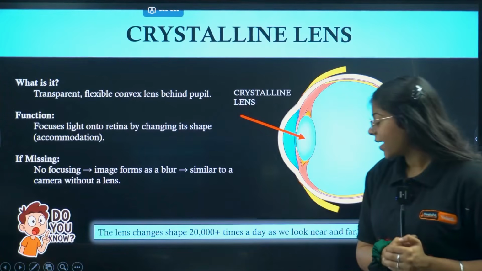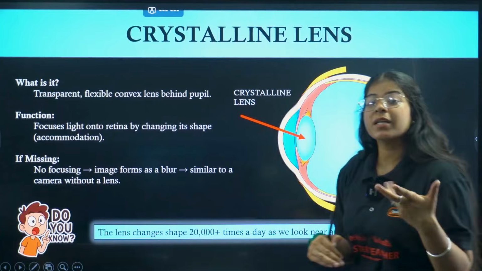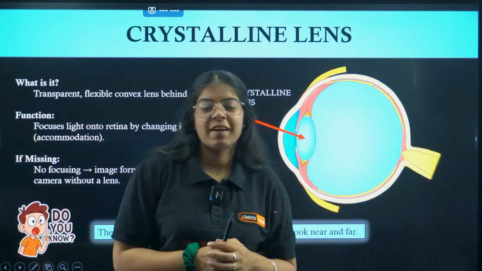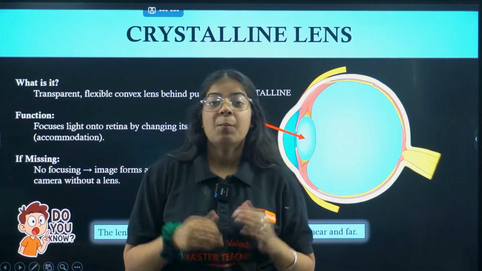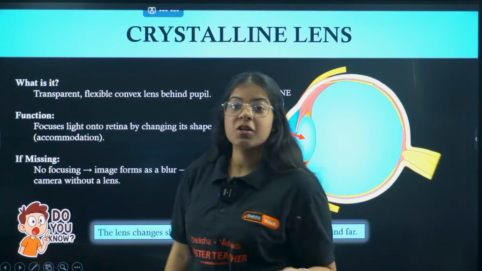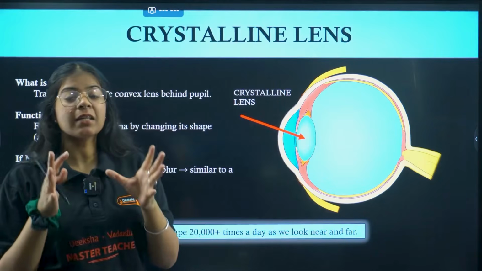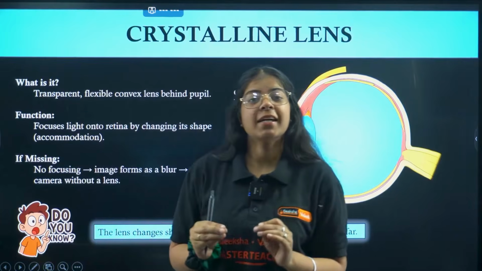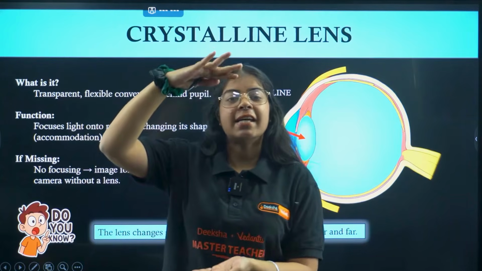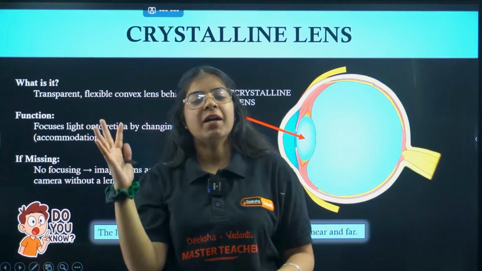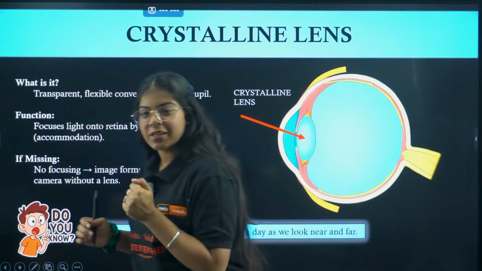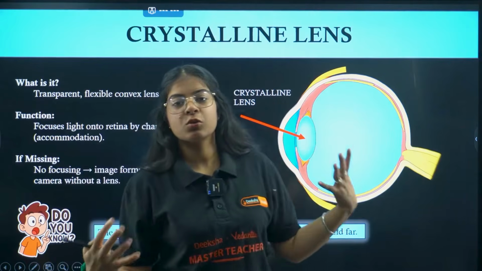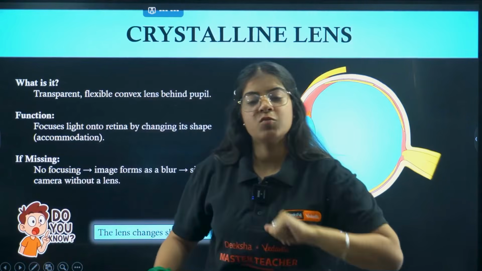A very interesting fact is that our lens, as I said, is flexible. How it's flexible, I will explain, but it changes its shape more than 20,000 times in a day. In one single day, our lens is getting smaller or bigger more than 20,000 times. Isn't that interesting? So it lets us see far objects or near objects clearly.